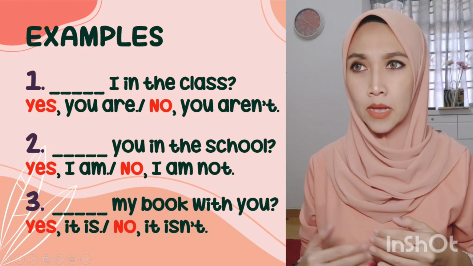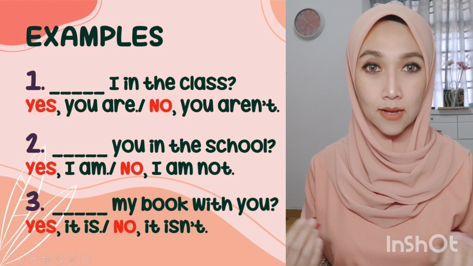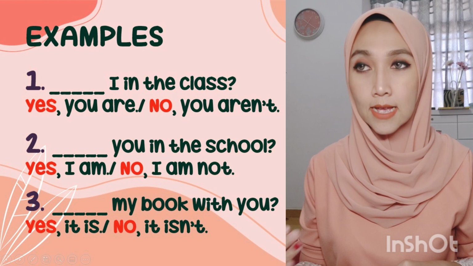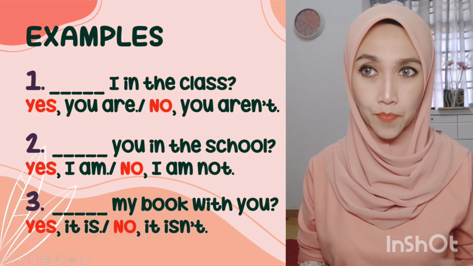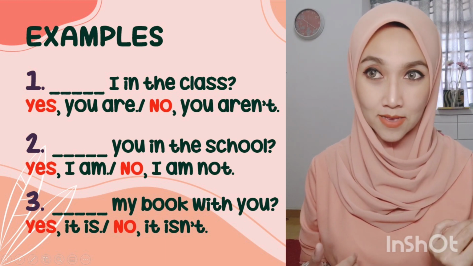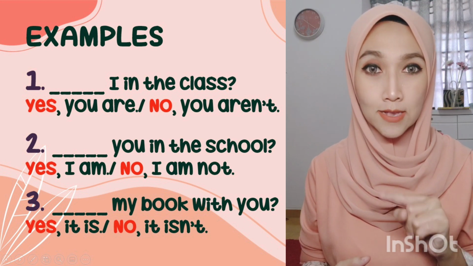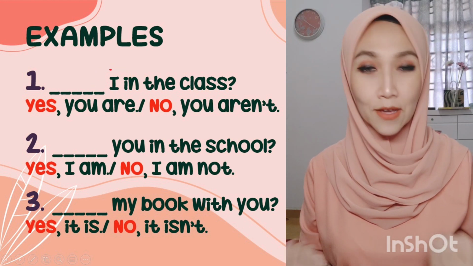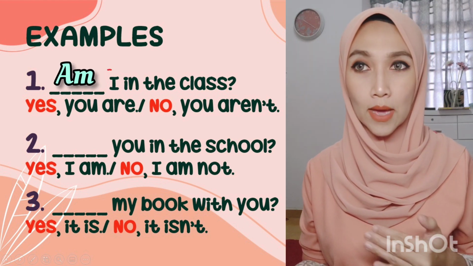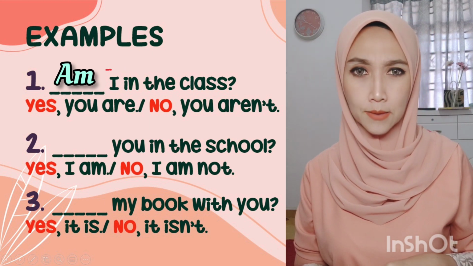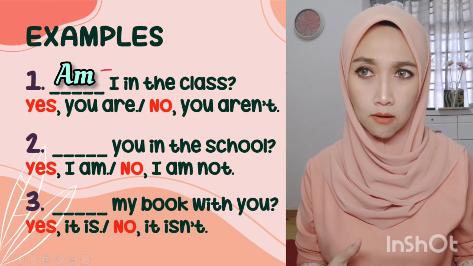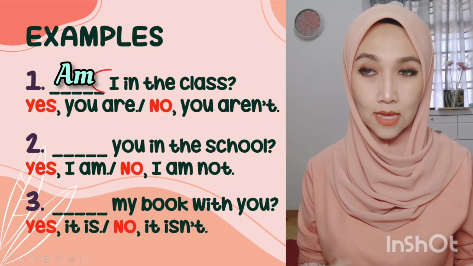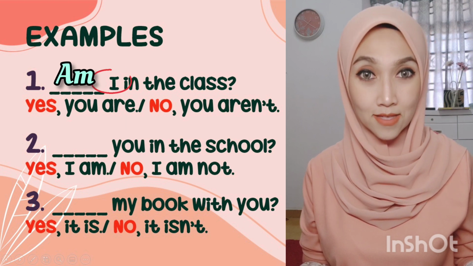Okay, so now refer to these examples to make clearer what we have discussed in the previous slide. How to probe the yes or no questions, right? So these are the examples and these are the questions. Number one, I in the class. So here we are asking a question, but the clue is I. So when it's I, what are we going to use? Definitely we're going to use am. So, am I in the class? The answer can be yes, you are, or no, you aren't, or no, you are not. The answer definitely depends on the situation.